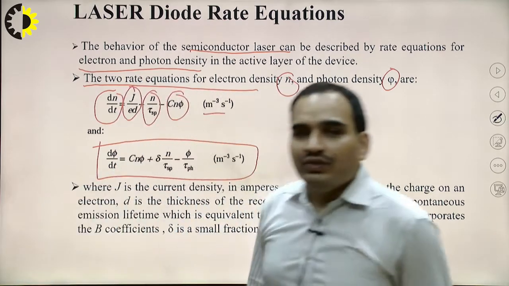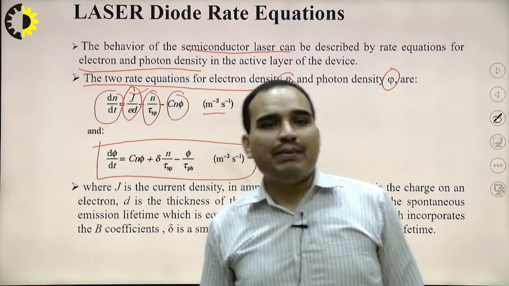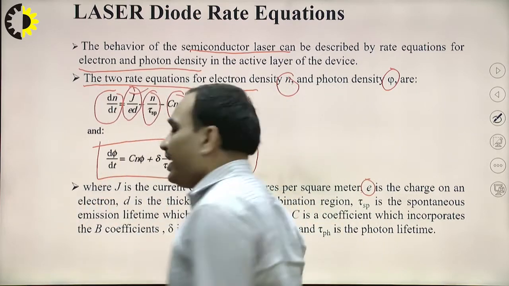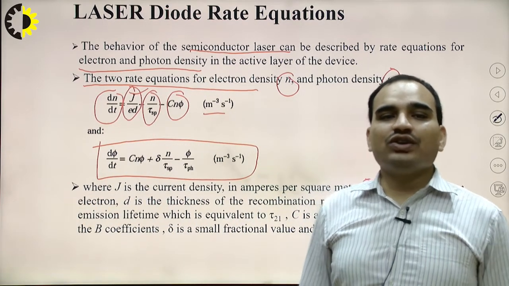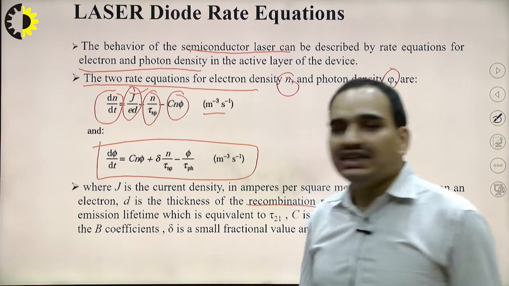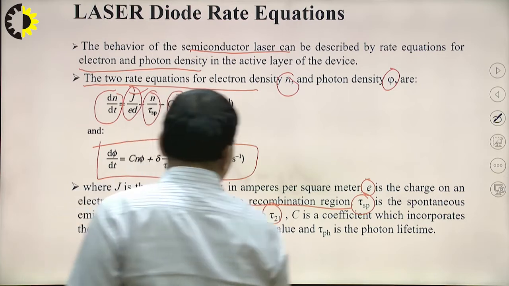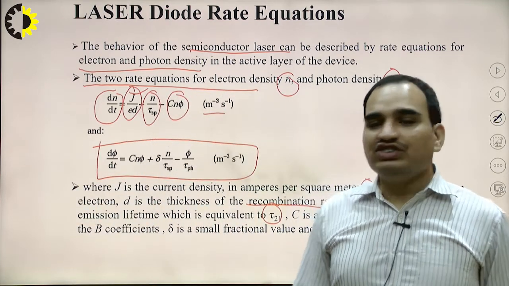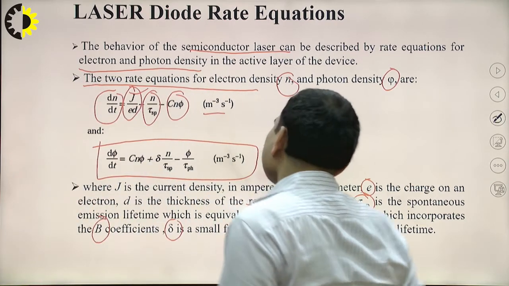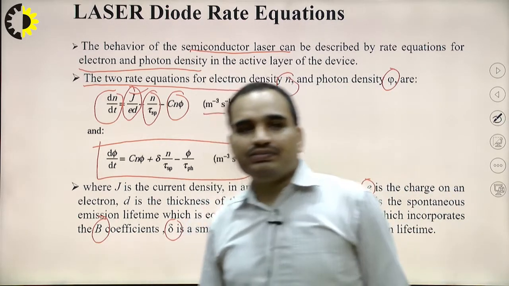Here, capital J is the current density in amperes per square meter, E is the charge on the electron, and D is the thickness of the recombination region. Tau Sp is the spontaneous emission lifetime, C is the coefficient which incorporates the B coefficients, delta is a small fractional value, and tau Ph is the photon lifetime.